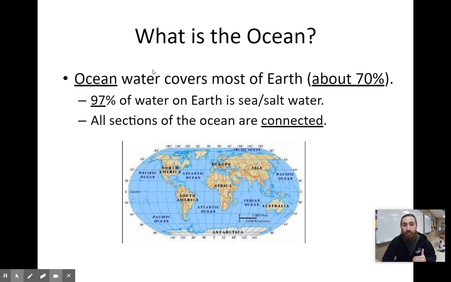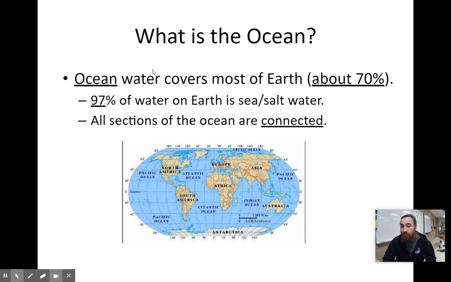Now, 97% of the water on earth is either sea or salt water. Now, you guys need to understand that every year we talk about how we have a shortage of water, that there's not enough water on the earth, things like that. Realistically, we have a lot of water, but the problem is we don't have a lot of fresh water. And for humans, we can't drink salt water, so we have to figure out a way to get fresh water. That's kind of where that disconnect happens.